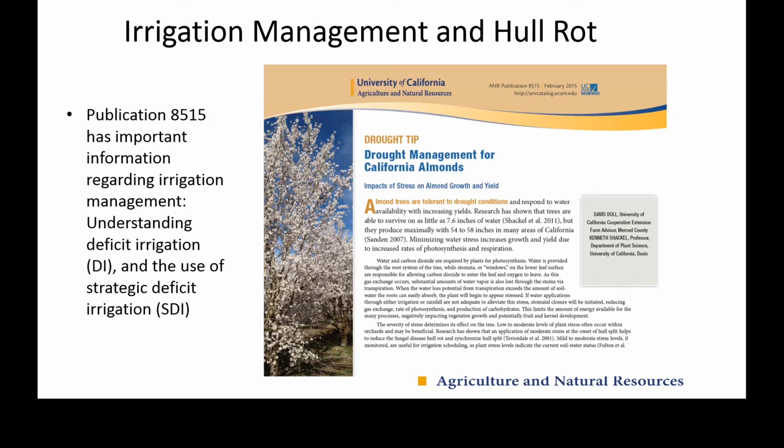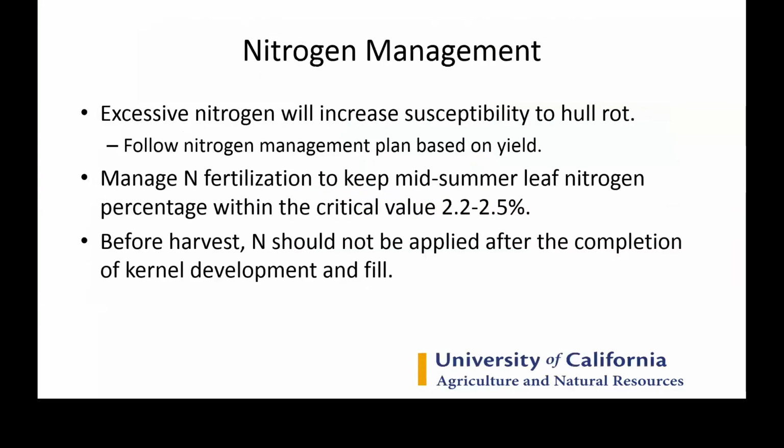There is important and good information you can find about deficit irrigation and how to apply it. It's a UCANR publication 8515, and I will pass that publication to Ashley so she can include it later with their distribution as a handout. It has really good information about hull rot and strategic deficit irrigation.